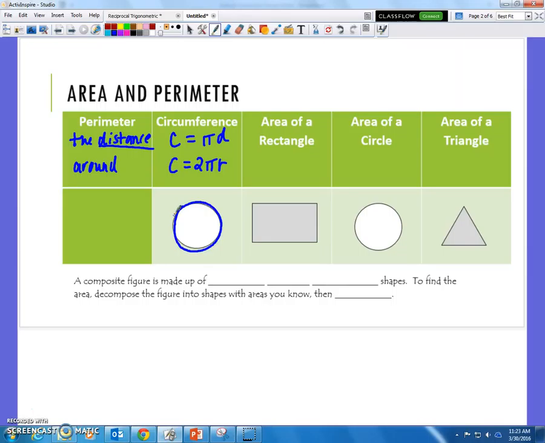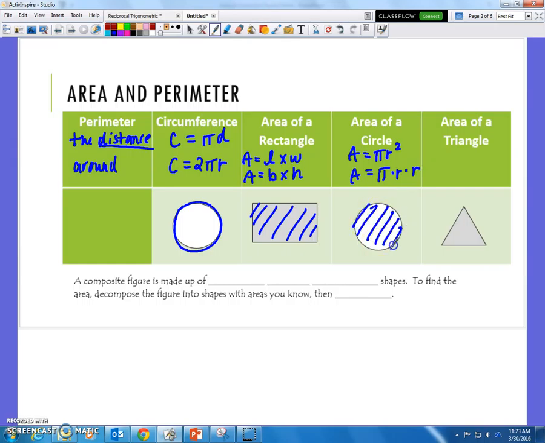All right, area of a rectangle. Let's talk about that guy. Area of a rectangle is length times width, or you can think of it as base times height. When I talk about area, I'm talking about the inside. The area of a circle is pi r squared, or pi times radius squared. And again, that's the inside. And the area of a triangle is the base times the height, just like a rectangle, but you're going to divide it by 2. Base times height divided by 2.